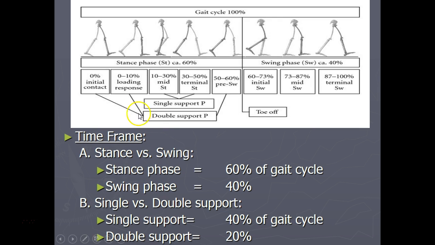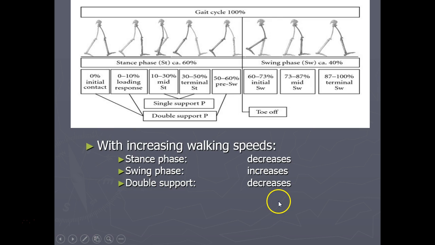In other words, we're going to spend 60% of our time in contact with the ground. The limb's going to spend about 40% of the time not making contact with the ground. And then in terms of single versus double limb support, approximately 40% of the gait cycle is single limb, and about 20% is double limb. And then that extra 40% that's missing is somewhere in between the two.